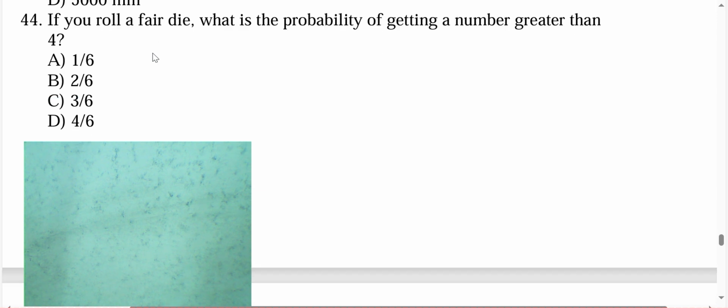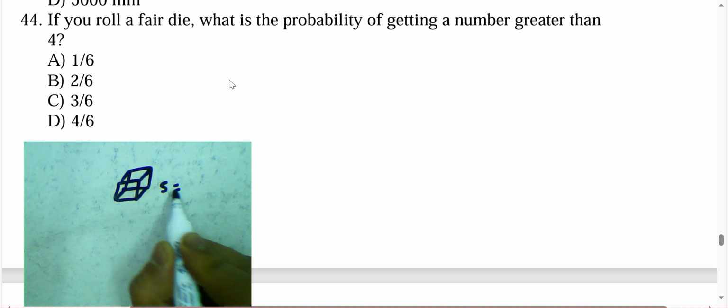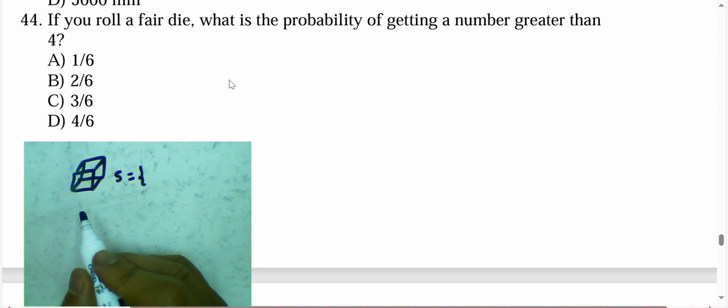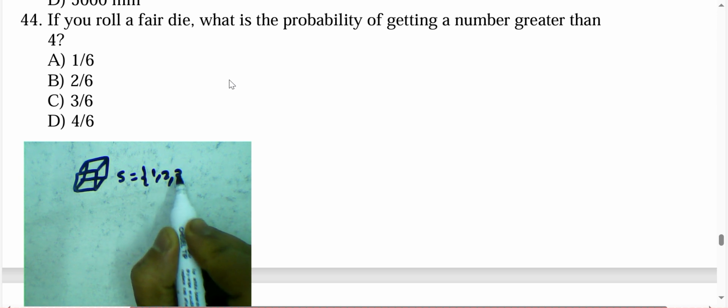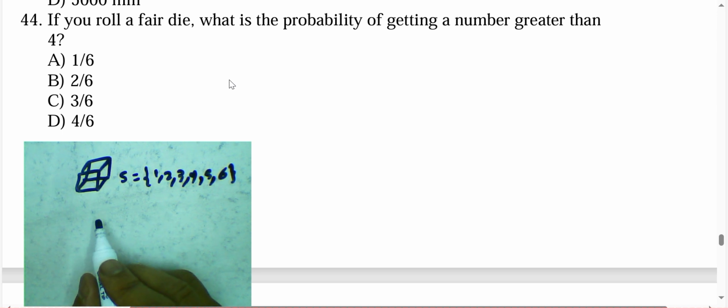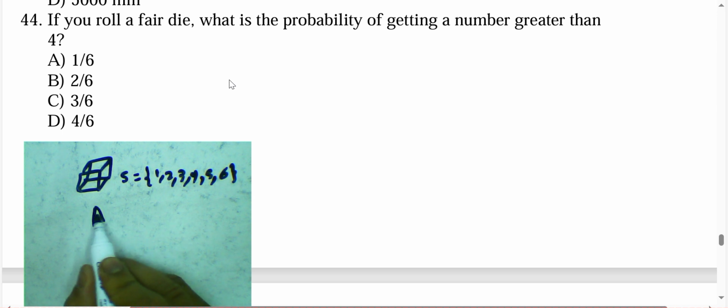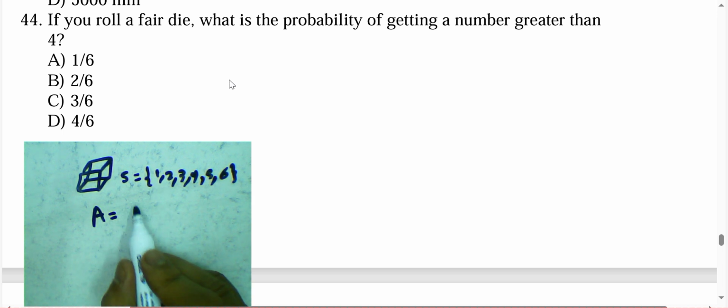Next question, 44. If you roll a fair die, what's the probability of getting a number greater than 4? Okay, we have the die like this. We have the sample space of the die from 1 to 6: 1, 2, 3, 4, 5, and 6. Okay, we want to find the probability of getting a number greater than 4. The event, a number greater than 4, will be 5 and 6.